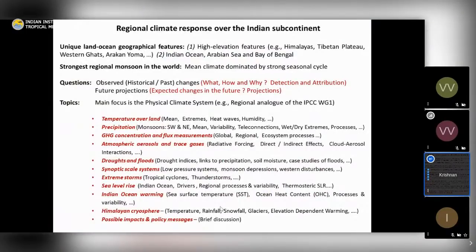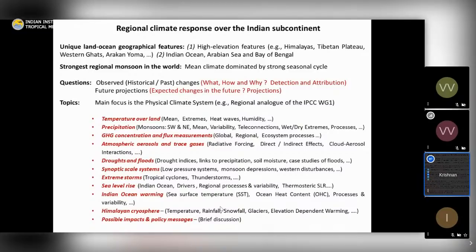basically the regional climate response. Our region has unique land-ocean geographical features. You have the high elevation features like the Himalayas, the Tibetan Plateau, the Western Ghats, the Burmese mountains, and the Indian Ocean, Arabian Sea, and Bay of Bengal. And this region has the strongest regional monsoon in the world. The mean climate is dominated by a strong monsoon cycle. We have to keep this background in mind.